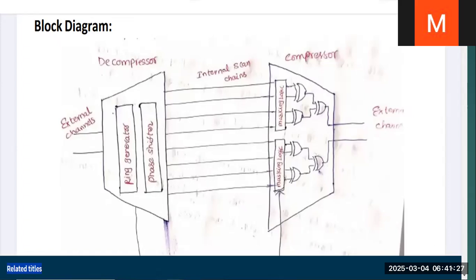Actually, it has some XOR logic, and with the help of that XOR logic we can randomize the patterns. This phase shifter also connects to the internal scan chains. So with a single pattern, we can pass this single pattern to multiple scan chains to detect a larger number of faults, with the help of the ring generator.